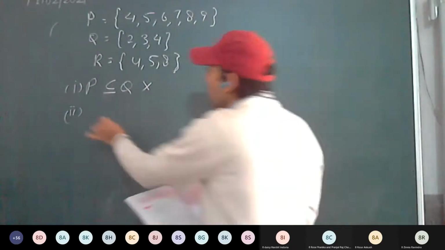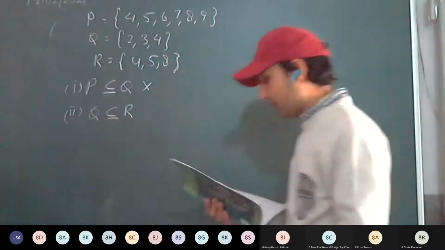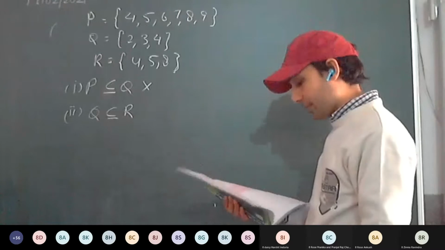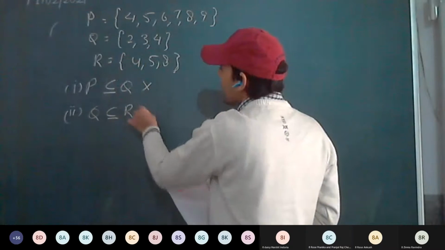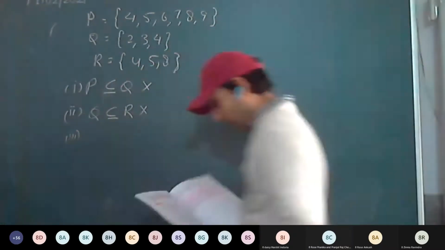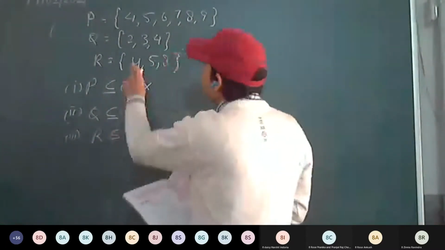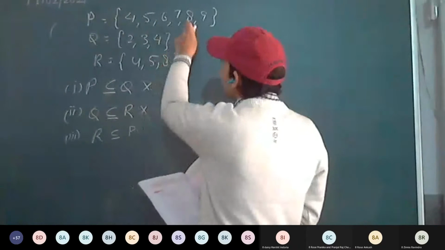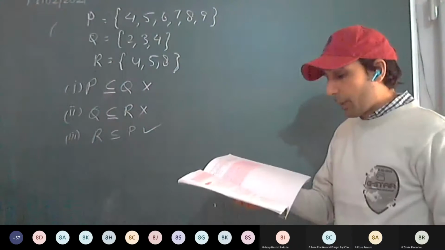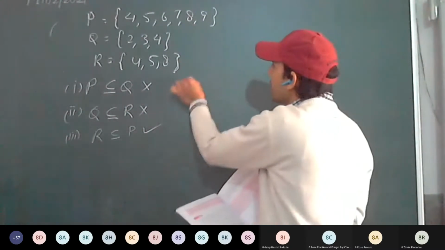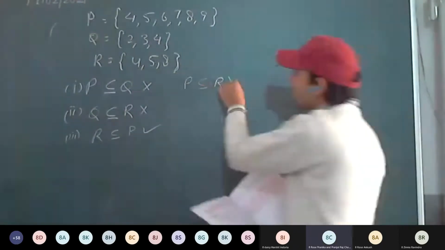Okay, next one. Q is a subset of R. Whether it's true. False, 2 is not present. Okay, third one. R is a subset of P. 4 is present, 5 is present, 8 is present. All the elements of R are present in P. It's true. Next, P is a subset of R. It is false.